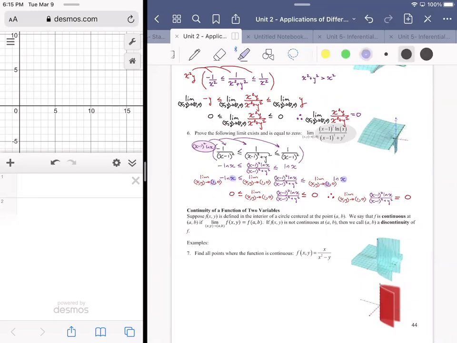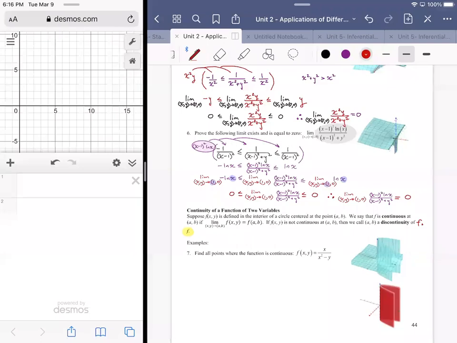Anyway, I don't think I pointed out this typo, this little stray F here. Pretty terrible looking. It should be all on one line, and a little reformat job is necessary there. So, continuity of a function of two variables.